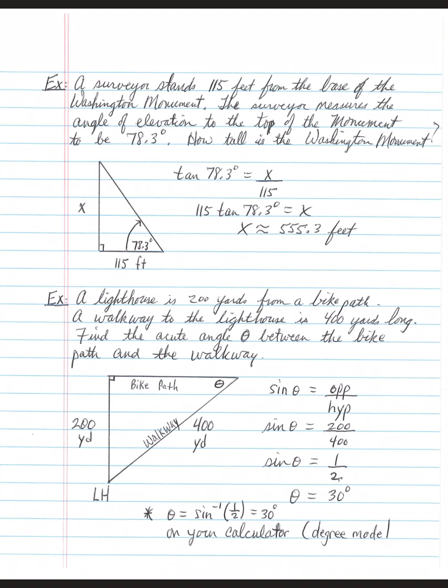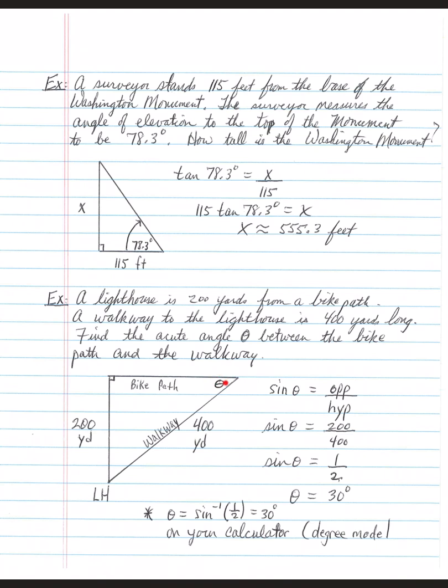A second example, a lighthouse is 200 yards away from a bike path. So I'm going to label a bike path. The lighthouse is 200 yards away from the bike path. A walkway to the lighthouse is 400 yards long. Find the acute angle theta between the bike path and the walkway.